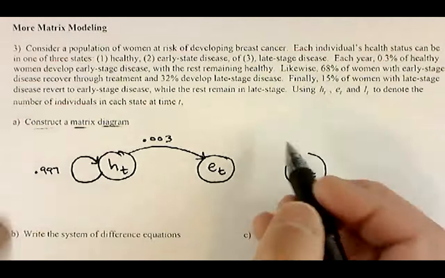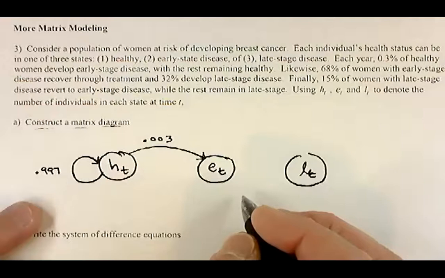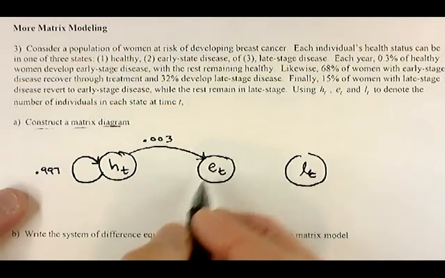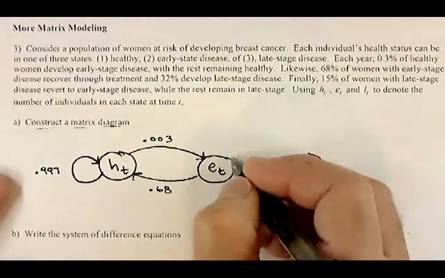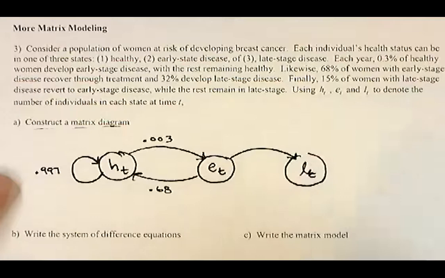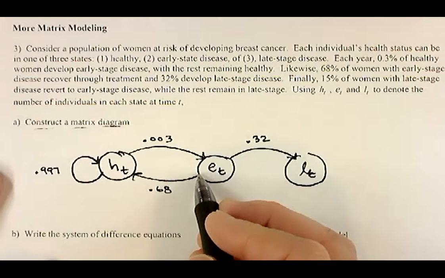Okay, so for the next sentence, 68% of women with early stage disease recover through treatment. I guess what that means is they're coming back this way. 68% recover and they're in the healthy state. That's 0.68. While the remaining 32% go into late stage disease. So this would be 0.32. Okay, so that's accounting for everybody, right? That adds up to 100%.